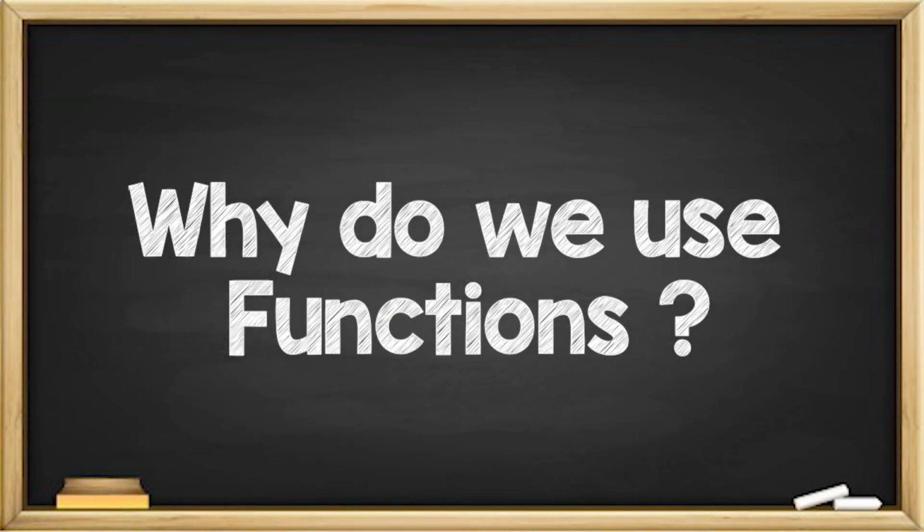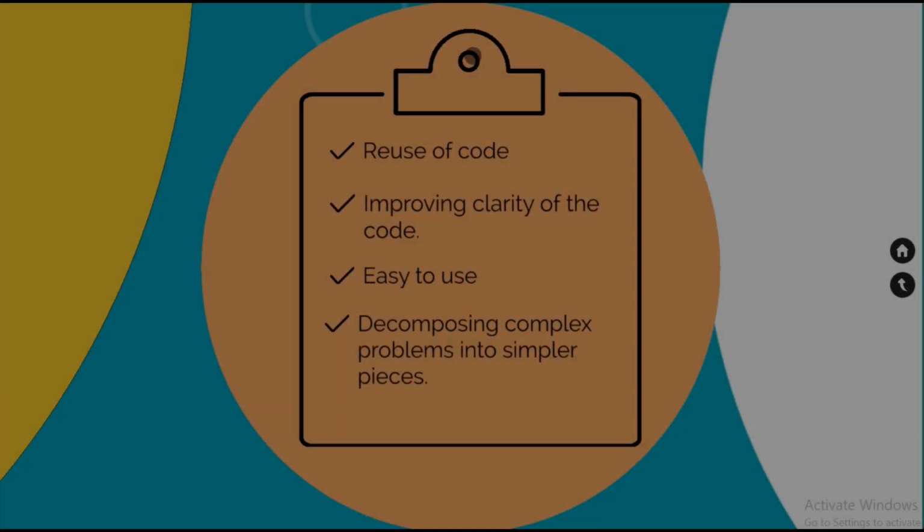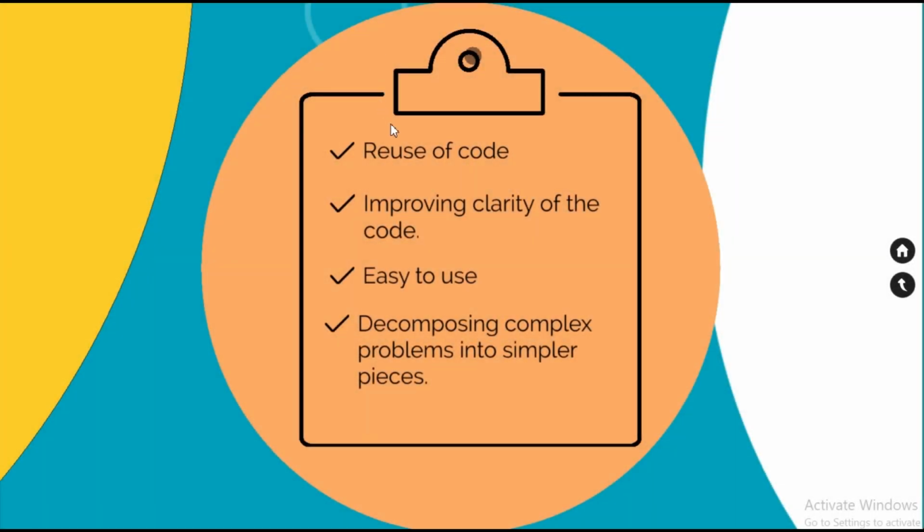So, why do we use functions? First, reuse of code. Write a function once and use it as many times as you need. This provides code reusability. We write functions for improving clarity of the code. Divide large tasks into many small tasks, so it will help you to debug the code. Functions are very easy to use. You can remove or add new features to a function anytime. Decomposing complex problems into simple pieces.